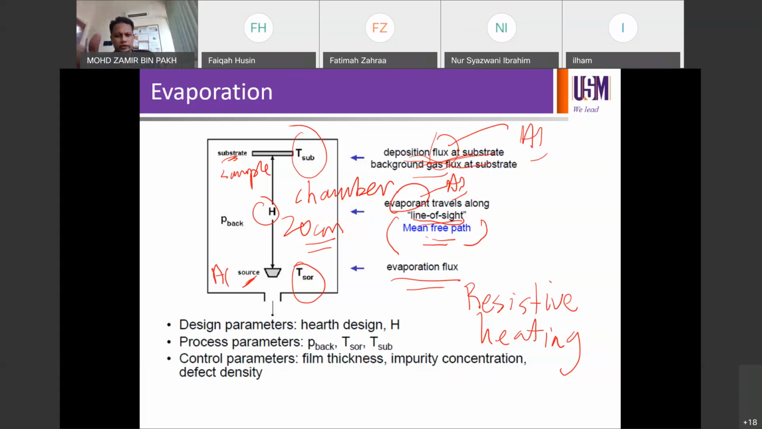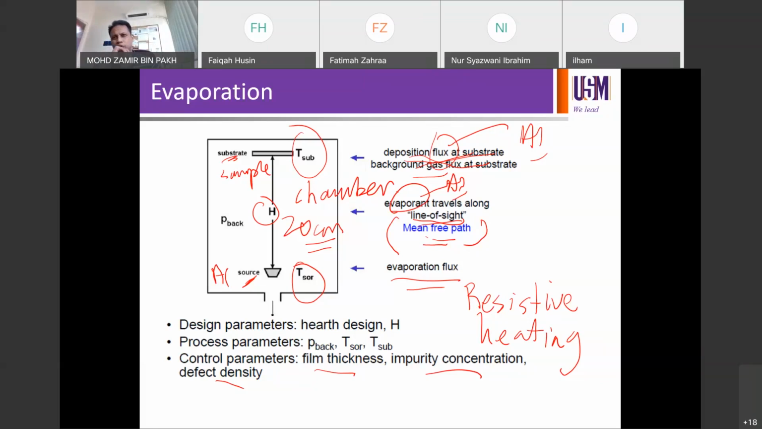Okay. Hearth design, so H, and then process parameters like temperature, and all other parameters. You want to control a few parameters such as film thickness, impurity concentration, defect density. If you have deposited a doped material, for example P silicon, that can be done as well, but it will not be so accurate because there's going to be some melting involved in the process, so you may not have the right stoichiometry of the material on the substrate.